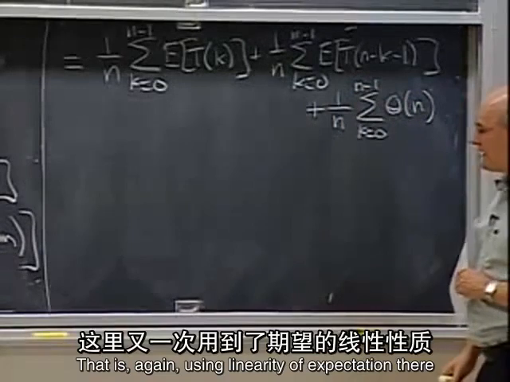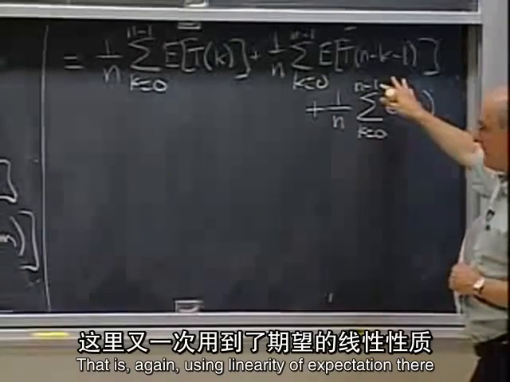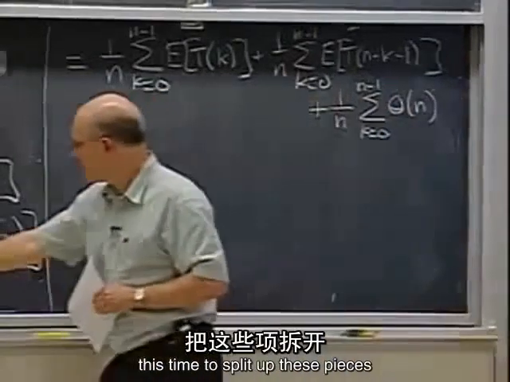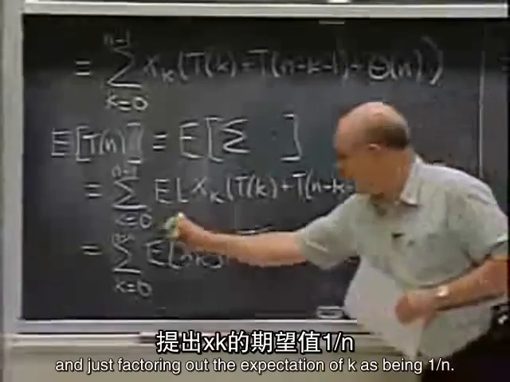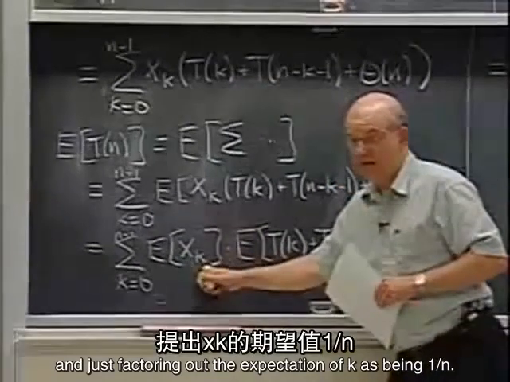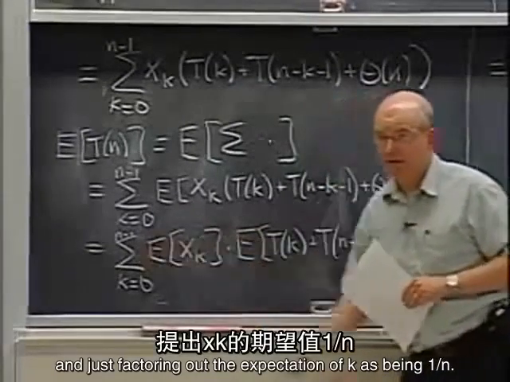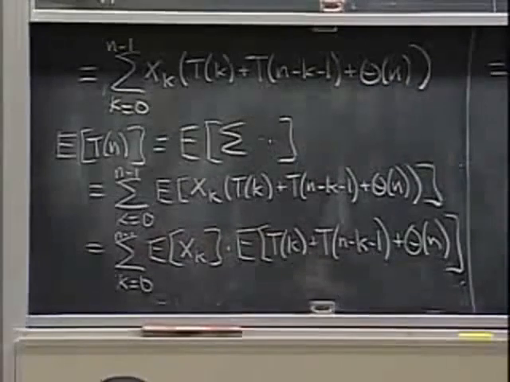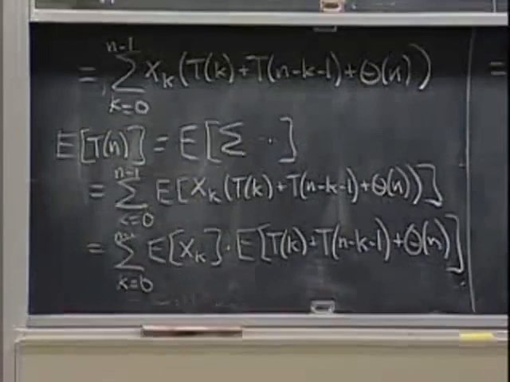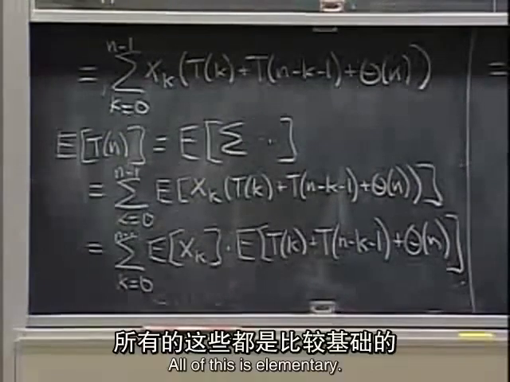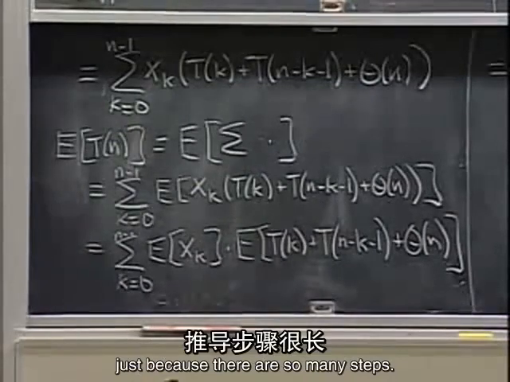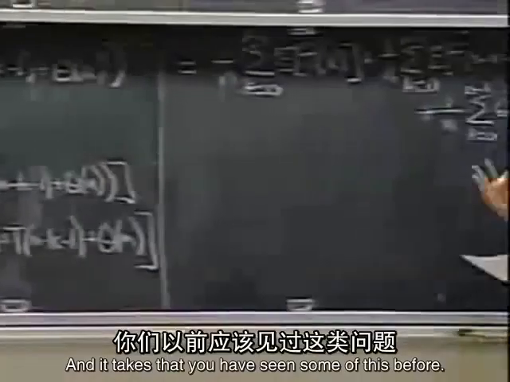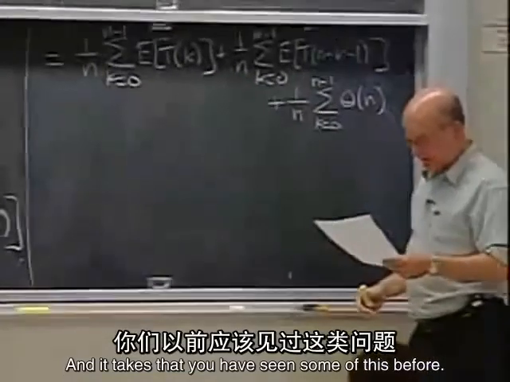Okay? So that's once again using linearity of expectation there, this time to split up these pieces, and just factoring out the expectation of k as being 1 over n. Everybody with me still? Okay, so all of this is elementary. It's one of these things that's hard just because there are so many steps, and it takes that you've seen some of this before.